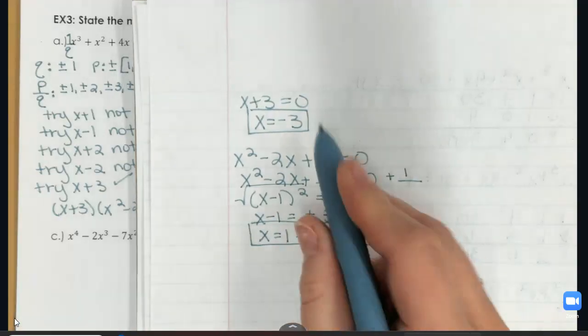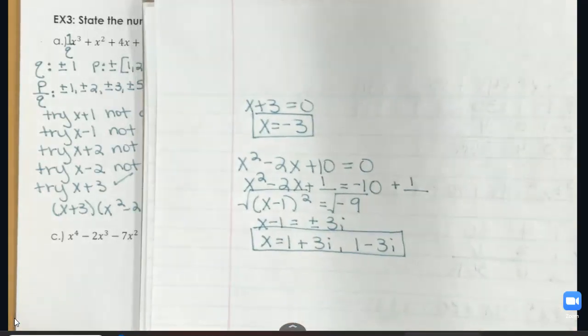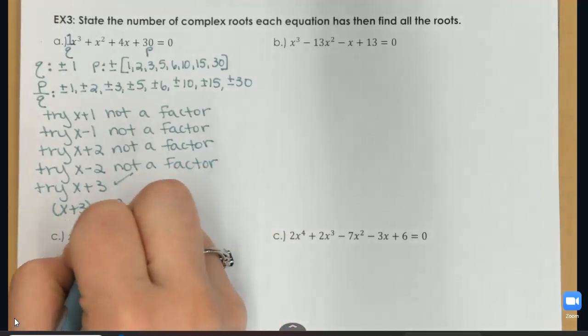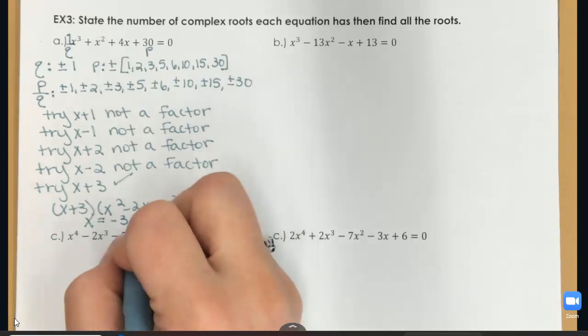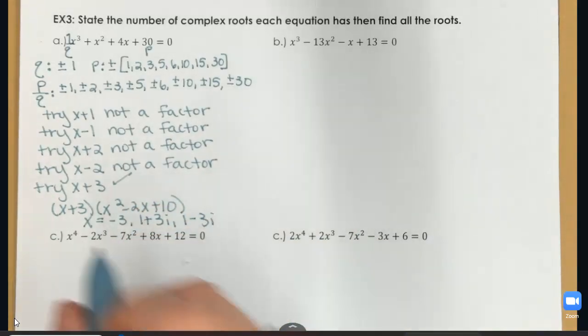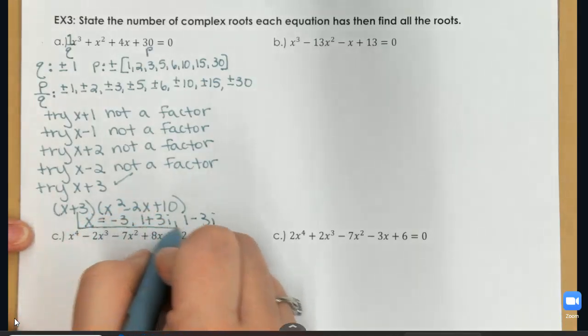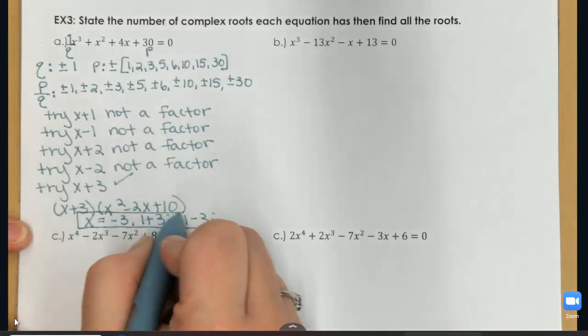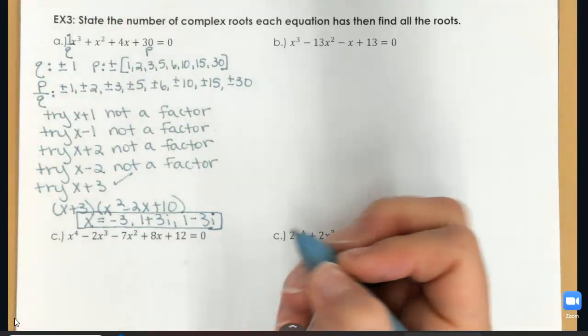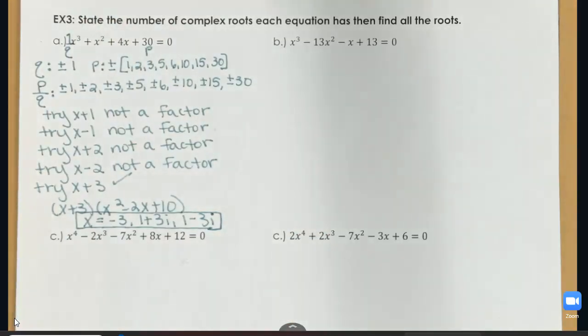So I had one real solution and two imaginary solutions here. So my three final answers: negative 3, and then 1 plus 3i and 1 minus 3i. And I know that 3 solutions is the correct amount because I had a degree of 3 for this polynomial. Okay, and we are going to repeat that process again here for b.